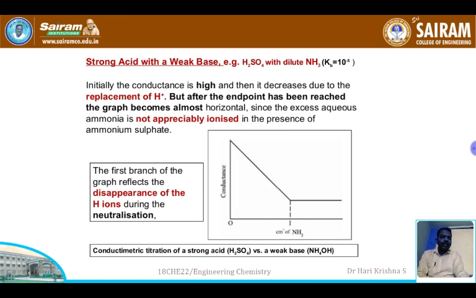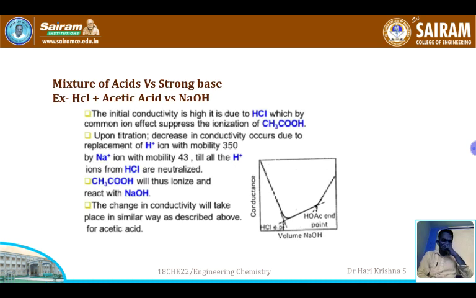At the point of intersection, we are going to drop a perpendicular to the x-axis. That gives the volume of NaOH required to neutralize the sulfuric acid present in the given solution.